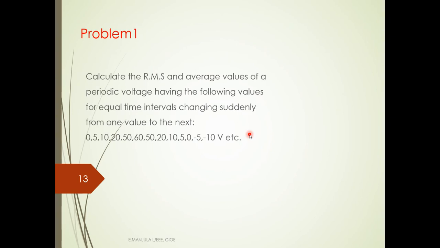We will calculate through one problem. Calculate the RMS and average values of a periodic voltage having the following values for equal time intervals, changing suddenly from one value to the next: 0, 5, 10, 20, 50, 60, 50, 20, 10, 5, 0 and minus 5, minus 10 volts, and so on.